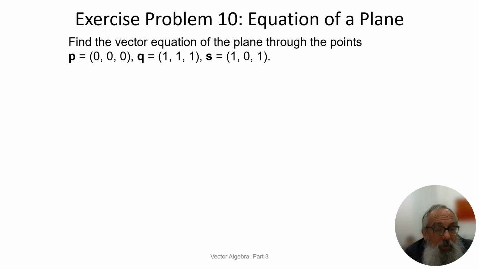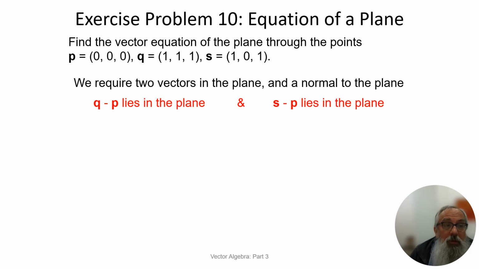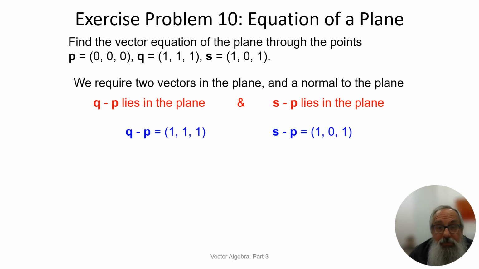Here's another example. You might want to try this before I explain it, but I'll now explain how we get to this. It's exactly the same as the last question. We've got 3 points that lie in a plane, so we want to find the vector equation of the plane through these 3 points. We need 2 vectors, so we can do P minus Q, Q minus S, or P minus S, or in fact the other way around, it doesn't really matter. So I'm doing Q minus P and S minus P for this example. So I get 2 vectors.